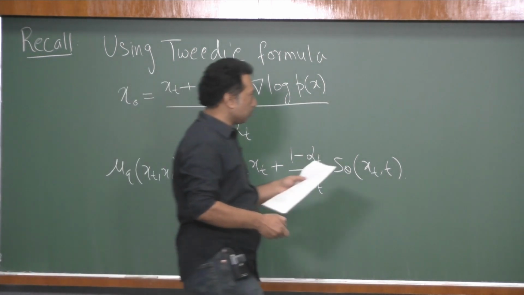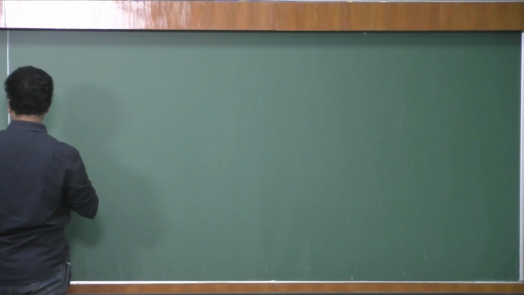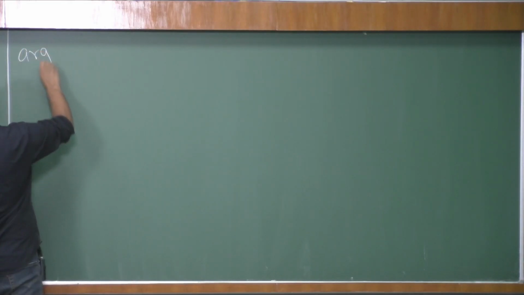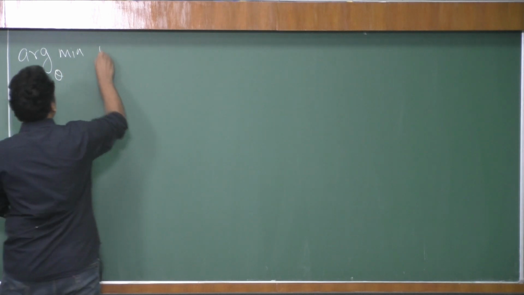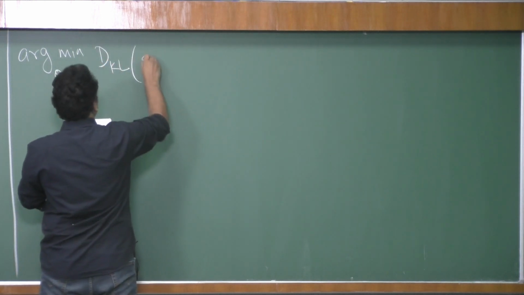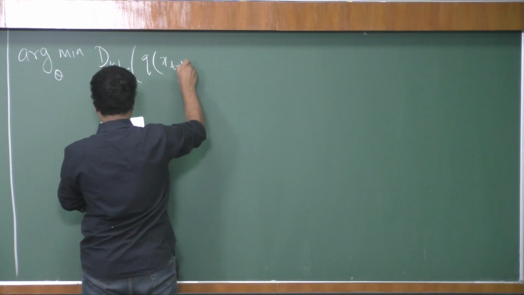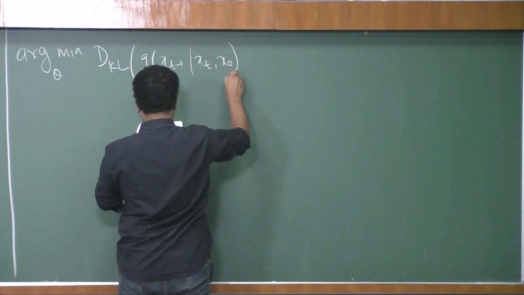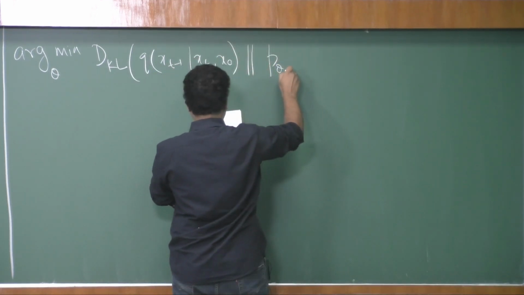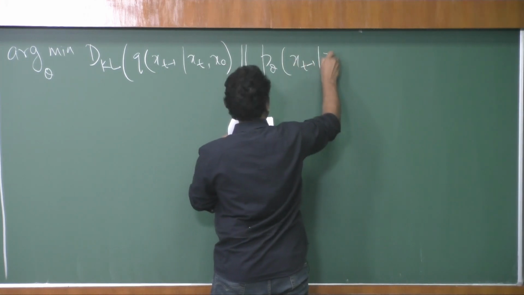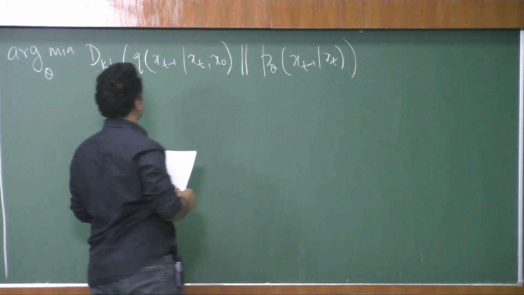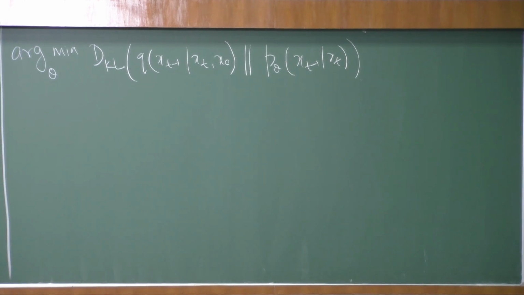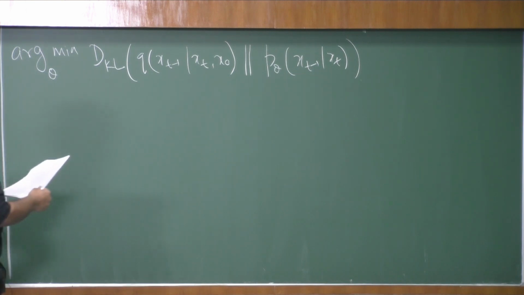So this is all we did in the last class, and once we had this, then we looked at the KL divergence, because this is the term in the ELBO bound. Okay, so we looked into arg min over theta of the KL divergence between q of xt minus 1 given xt, x naught, and p theta of xt minus 1 given xt. So this is the KL divergence we do with this choice of the mean and so on.